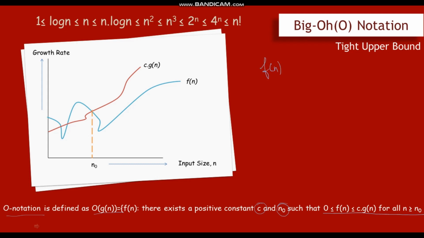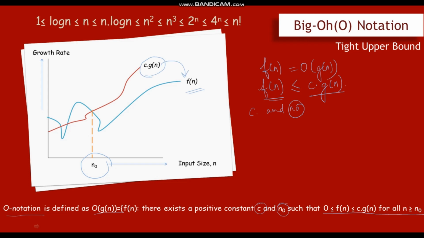Let's say f(n) = O(g(n)) if and only if f(n) is less than or equal to c of g(n), where c is a positive integer, and where n is greater than or equal to n naught. In the diagram, you can see that c of g(n) is the upper bound of the function f(n).